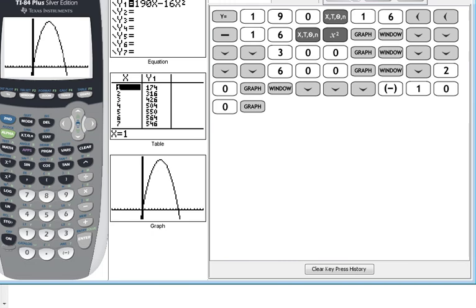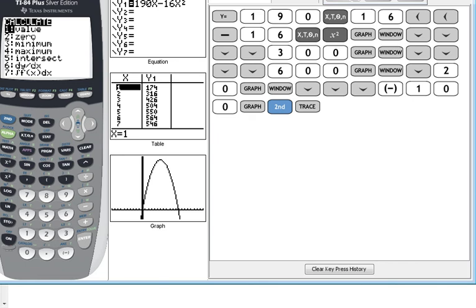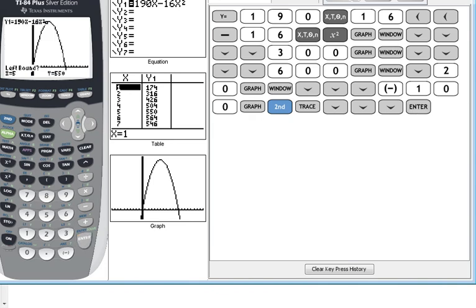So what maximum point is that? You're going to calculate that. Calculate is right above the trace button. If you see those 5 buttons on top, on the far right is the graph button. The button next to that is trace. So second, trace, which is calculate. And what you're going to calculate here is a maximum. So you're going to go to number 4, calculate a maximum, and then press enter.